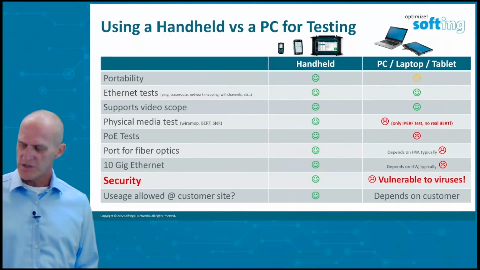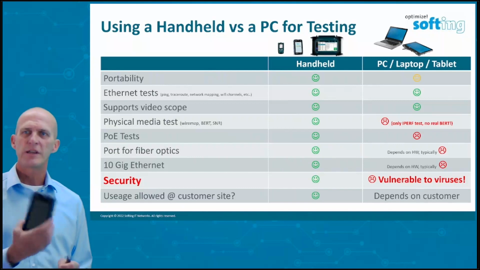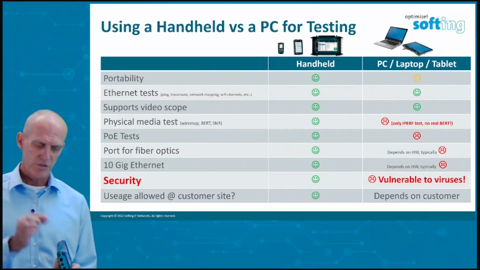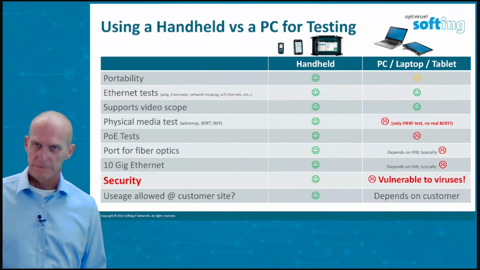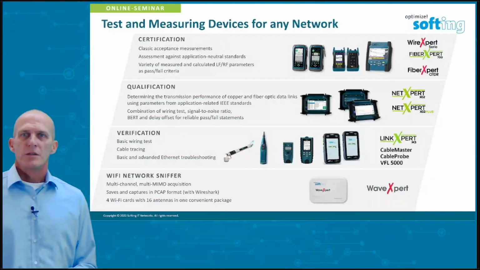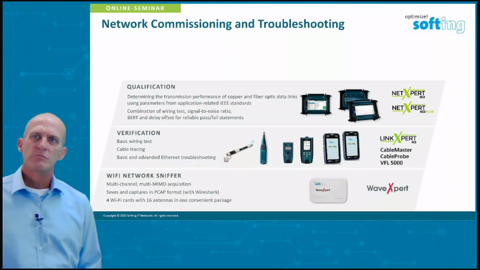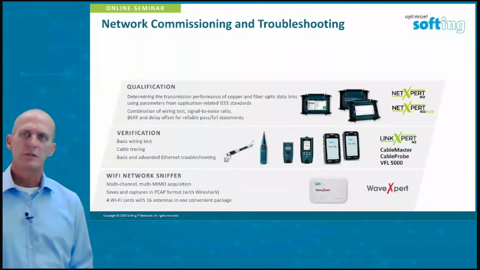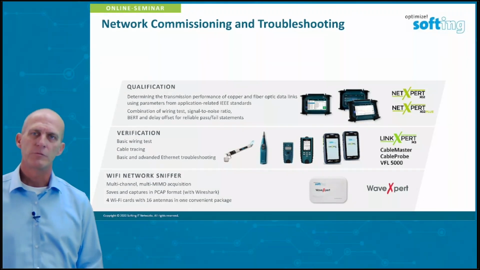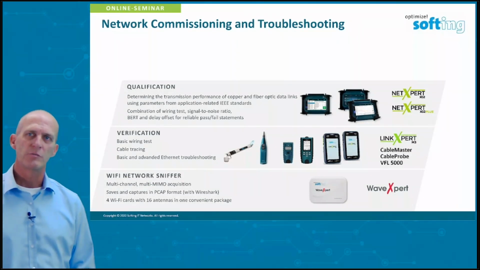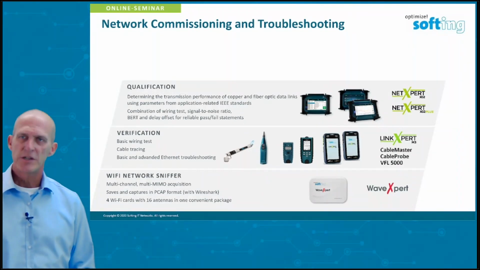So they are generally accepted in a network. Some larger customers don't allow wireless devices in your network. That's why, for example, on the Link Expert, we use a wireless USB stick. When you remove it, it doesn't have wireless, so you can access the customer's network. Looking at troubleshooting again, when you look at the full range, most useful are the verification and qualification testers for troubleshooting and commissioning Ethernet networks. That's the short presentation I had today.